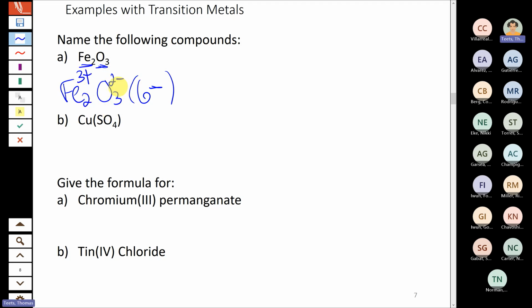So then when we're naming this compound, it's going to start with iron, but because it's a transition metal, we need the Roman numerals to indicate the charge. So iron 3 would be the correct way to start the name. We don't do anything to the anion, it just stays as oxide. Okay, so that's the only slight difference. You need the parentheses to indicate the charge when there's a transition metal.